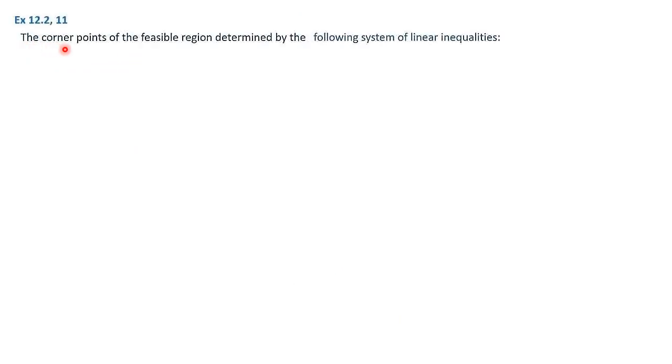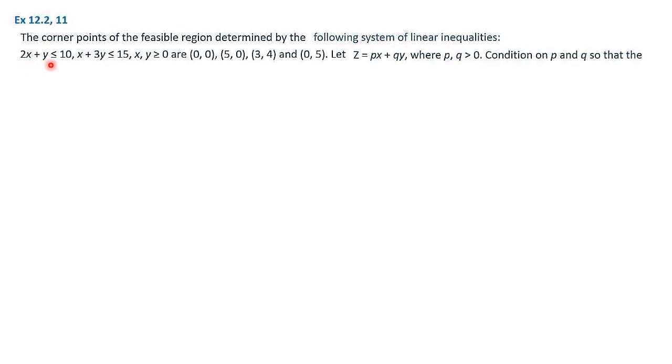Next, we shall discuss question number 11. The corner points of the feasible region determined by the following system of linear inequalities: 2x plus y less than or equal to 10, x plus 3y less than or equal to 15, x comma y greater than or equal to 0 are (0, 0), (5, 0), (3, 4) and (0, 5).